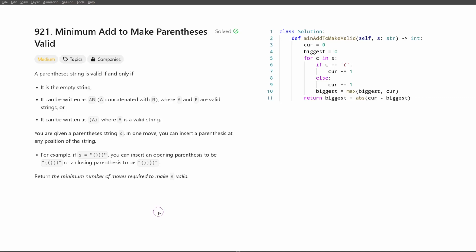Hello everyone. Today we'll talk about the solution to the problem minimum add to make parentheses valid. The title says it all, and this is a very similar problem to yesterday's problem. You might want to watch that video because we'll be using almost exactly the same code, but of course I'll remind you of the approach I suggested back then.